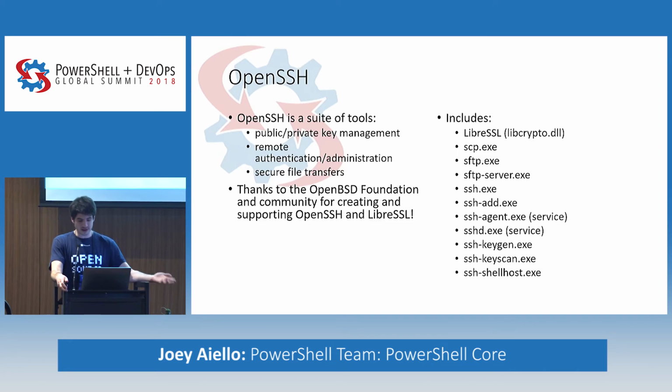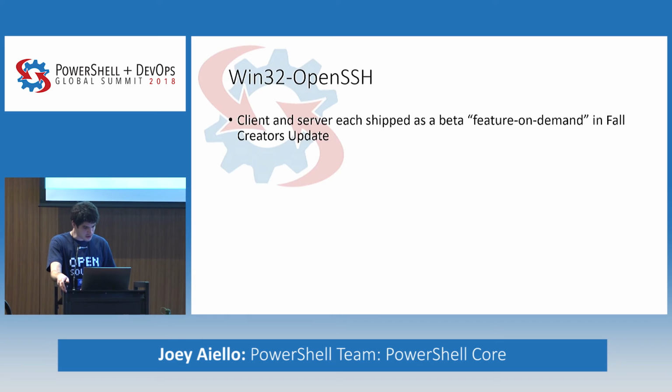So Win32 OpenSSH includes this list of binaries. It's pretty much everything you'd see in a typical OpenSSH package. We've got an agent that runs as a service for managing your keys in memory. So definitely check that out. All this today is on a GitHub repo, PowerShell/OpenSSH. But we are now shipping all of those bits inside of Windows.